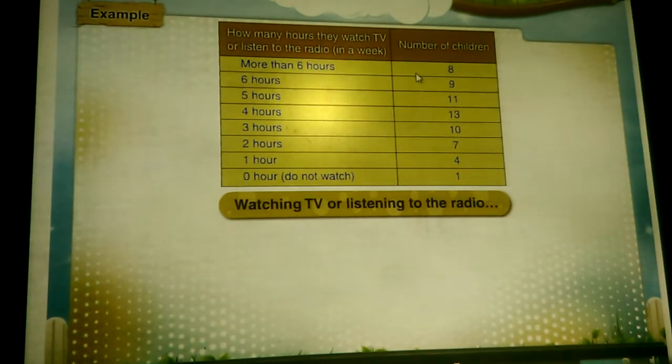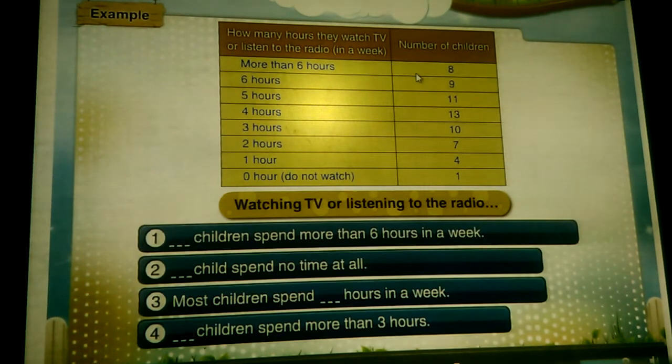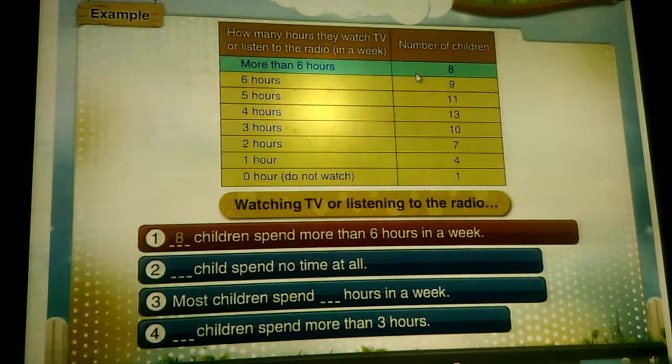Watching TV or listening to the radio. 1. 8 children spend more than 6 hours in a week. 2. 1 child spends no time at all. 3. Most children spend 4 hours in a week. 4. 41 children spend more than 3 hours.